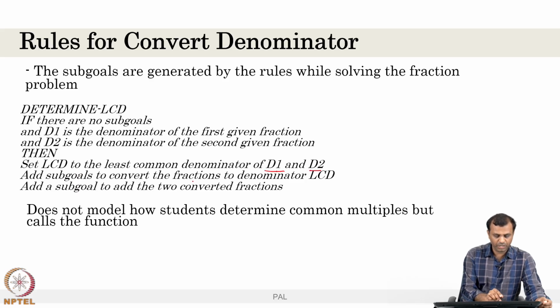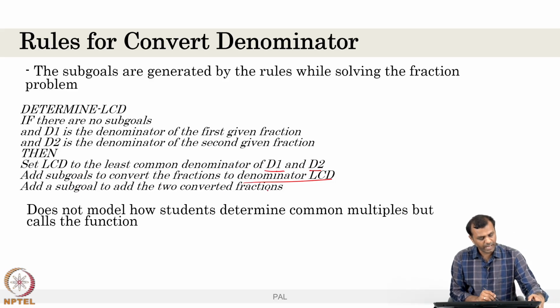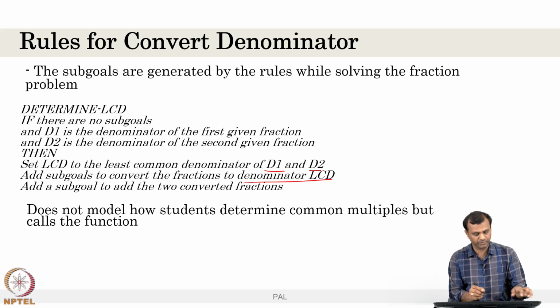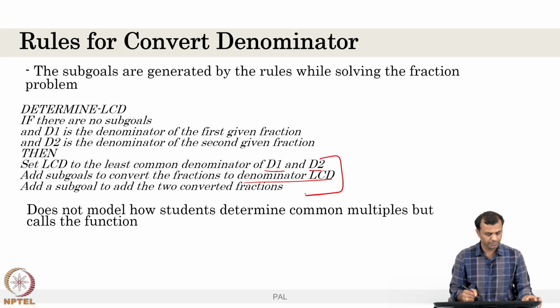Add a sub goal to convert the fractions to denominator LCD. Add a sub goal to add the 2 converted fractions. So you have to add three sub goals: one is finding the common denominator, then converting the fractions to the common denominator, and adding the converted fractions. This is the first rule.